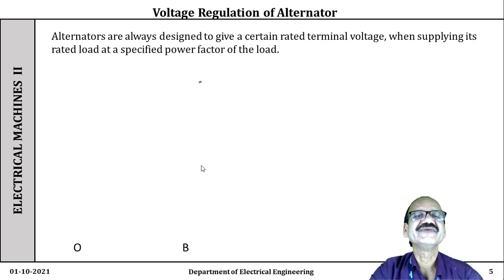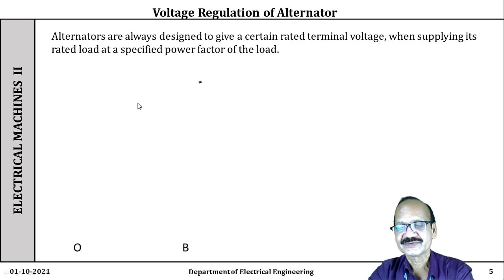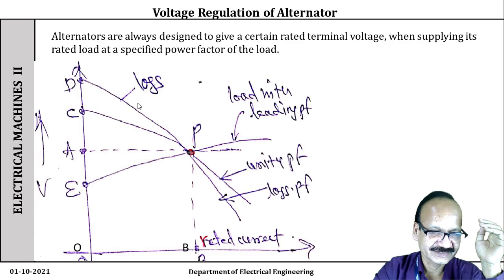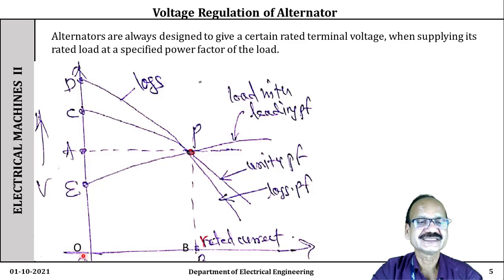Now see, alternators are always designed to give a certain rated terminal voltage when supplying a rated current, a rated load, at a specified power factor of the load. Therefore, the load characteristics of the alternators are as shown in the figure. Here on the x-axis there is the load current, and the y-axis represents the terminal voltage. Say the full load current is OB, that is the rated current, and at this rated current the terminal voltage maintained is BP, where the point P is the operating point. At this point P the rated terminal voltage is BP, and that is equal to AO, at the rated current OB.